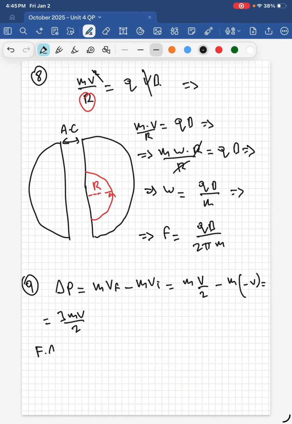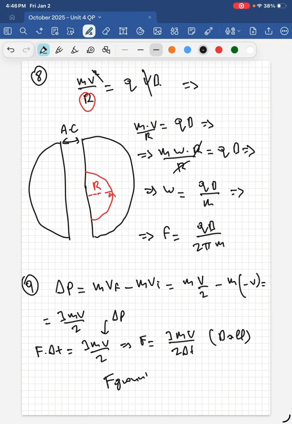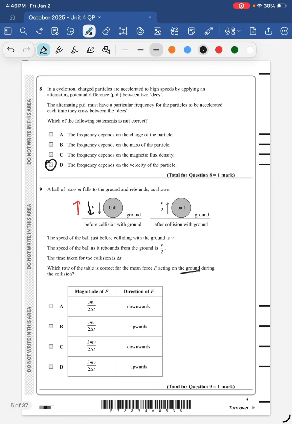And now F times delta t is going to be 3 mv over 2, which is delta p, right? So F is 3 mv over 2 delta t, and it's upwards, but this is on the ball. Therefore, for the ground, F ground is minus 3 mv over 2 delta t. Okay, so the correct answer is C.